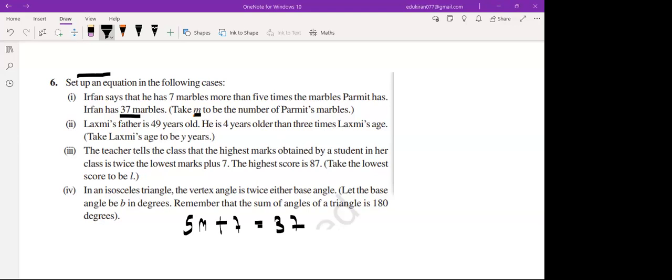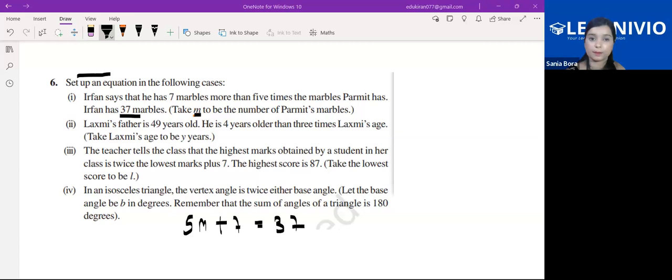Ma'am, the fourth one I didn't understand. So is it 3y plus 4 equals 49? Yes, that's correct. Okay, ma'am. I think I was reading it wrong. Yes, Ananya, it's correct for you as well. Ma'am, I didn't get the fourth one. No worries, I'll do it.